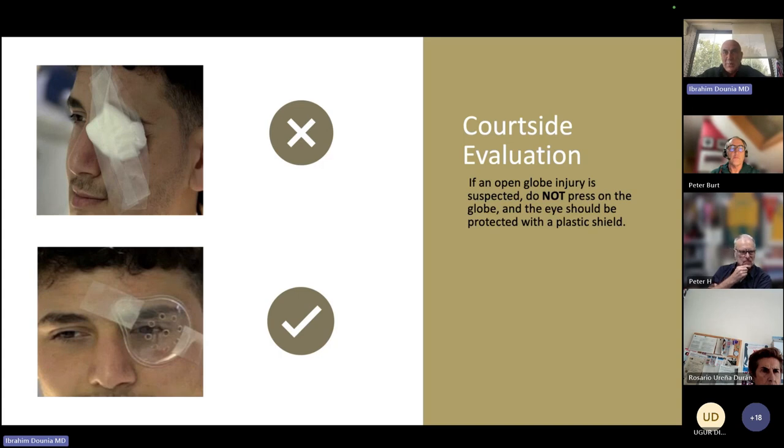If an open globe injury is suspected, do not put pressure on the globe. You will harm him and harm the eye, maybe permanently. Very important to keep an eye shield ready: put eye ointment, antibiotics, and use an eye shield to protect the eye.